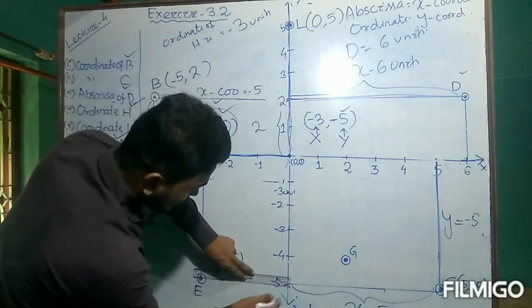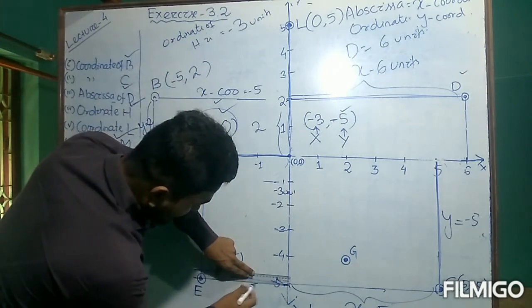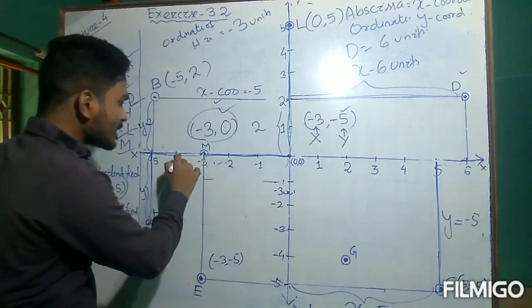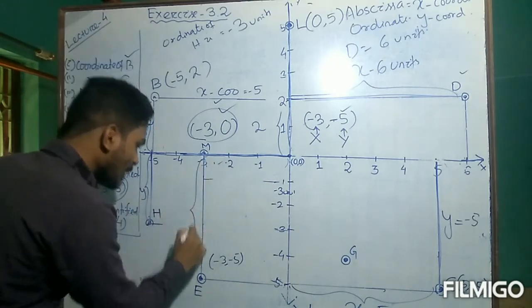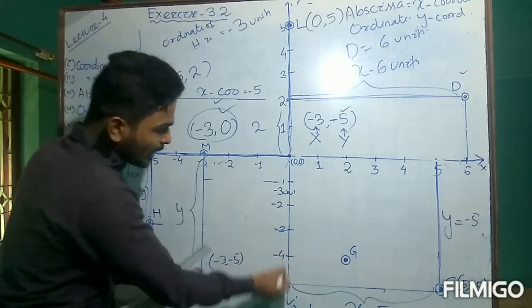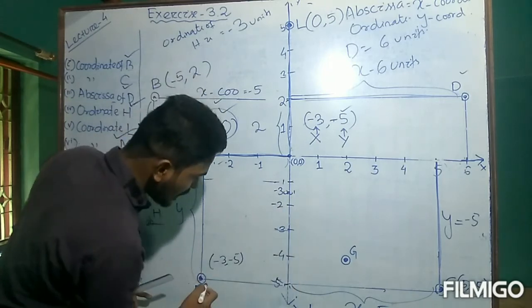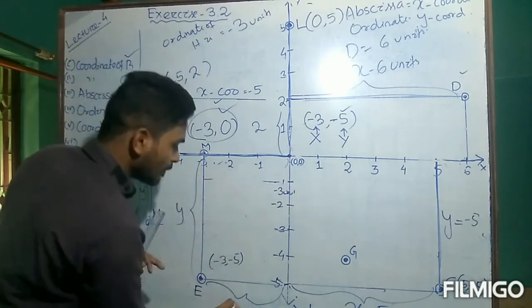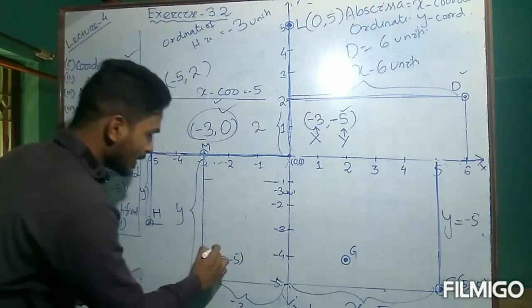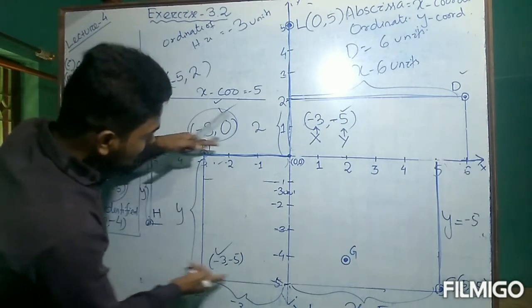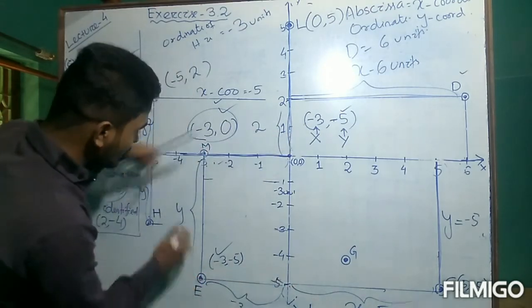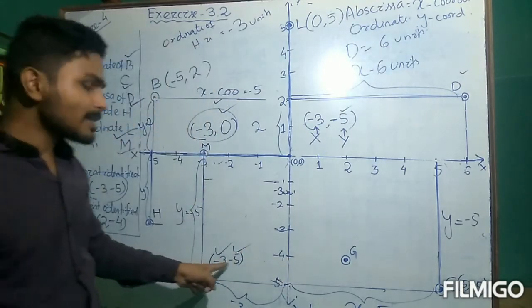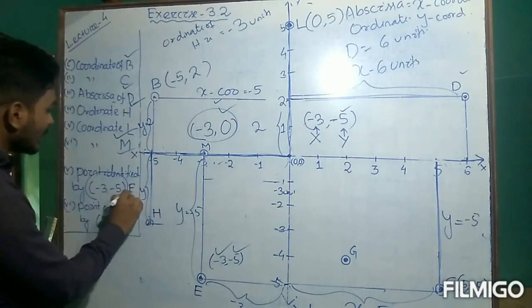We can also prove it. How can we prove it? See, for this point E, the perpendicular distance from the x axis is known as the y coordinate, and the perpendicular distance from the y axis is called the x coordinate. This distance is equal to this distance. This is -3, so the x coordinate is -3. Verified. Similarly, this distance is -5, so the y coordinate is -5. Verified. Finally, the point which represents (-3, -5) is the point E.